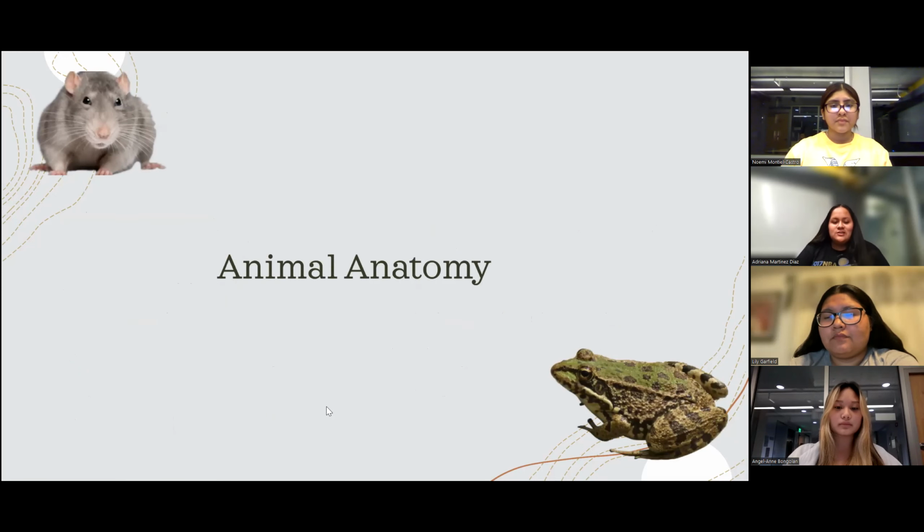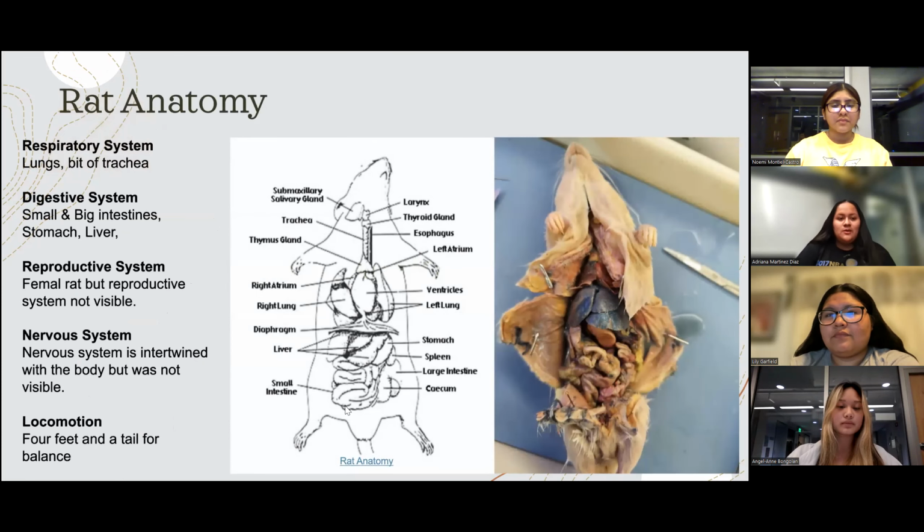Animal anatomy. So this is our next chapter, and we're going to continue on. So for rat anatomy, as you can see, this is from our actual dissection in class. So I'm only going to be naming what we found or what we saw in class. For the respiratory system, we were only able to see the lungs and a bit of the trachea. And for the digestive system, we were only able to see the small and large intestine, stomach, and liver. And for the reproductive system, we were able to see the female rat. This is not really visible. It's actually deeper, and we didn't get to uncover that.